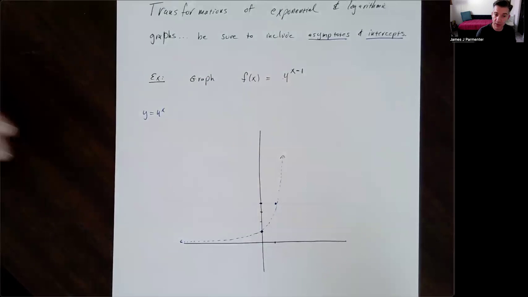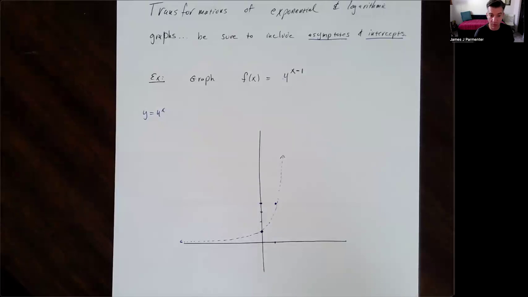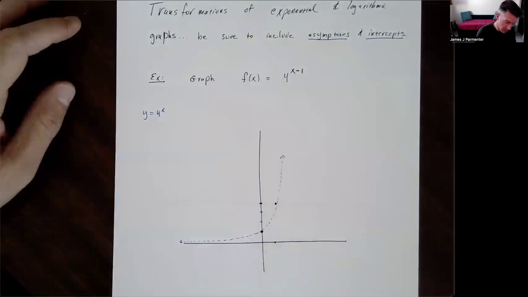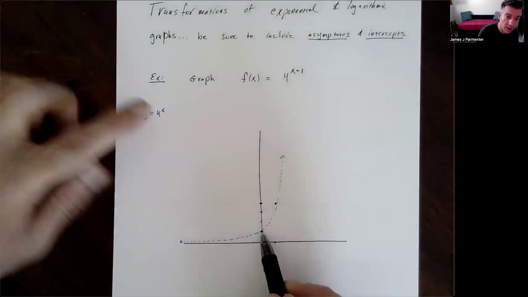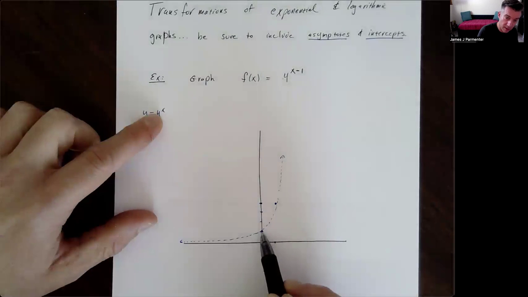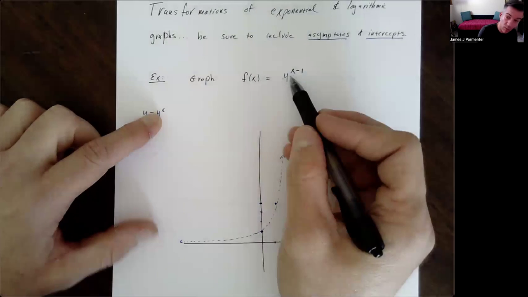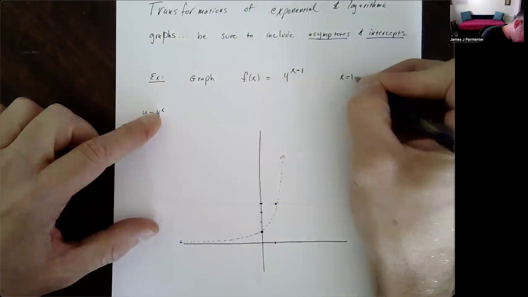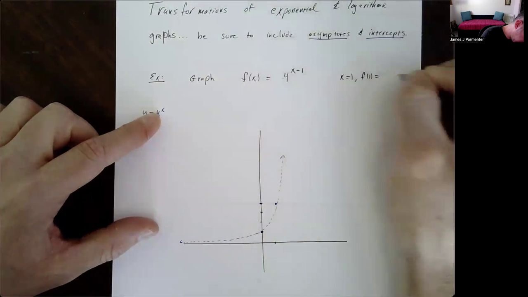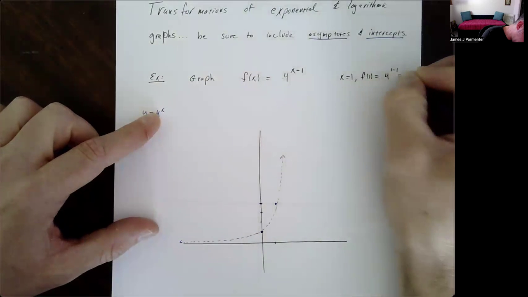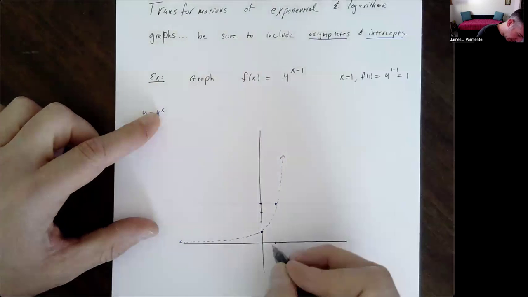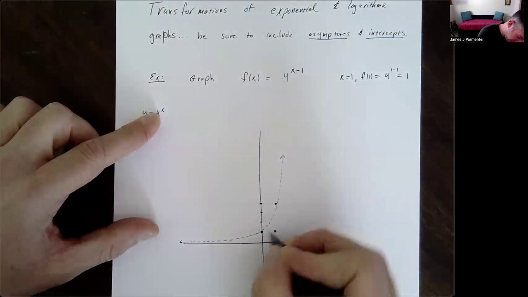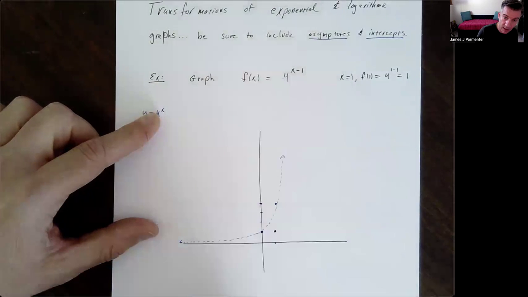Okay, so now this new graph should be shifting everything 1 to the right. So before, if x was 0, my y value is 4 to the 0th, which is 1. For this one, x has to be 1 larger. So if x equals 1, f of 1 is going to be equal to 4 to the 1 minus 1, which is 4 to the 0, which is 1. So I get that point shifted 1 to the right.